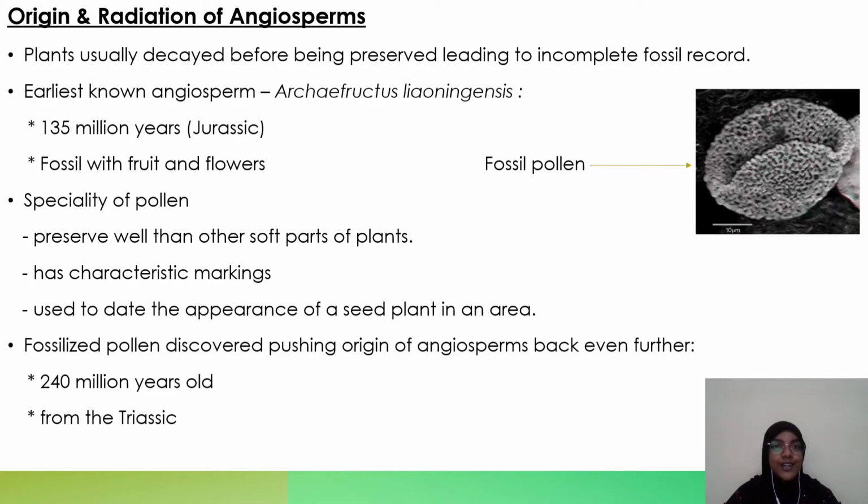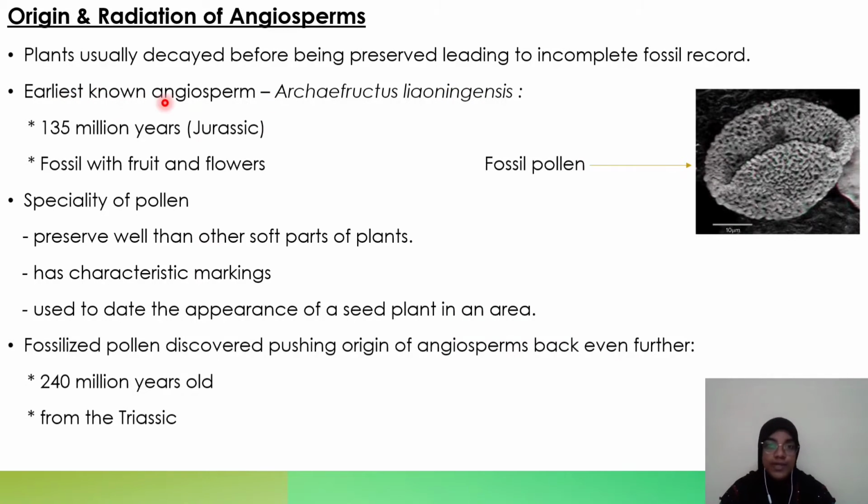Origin and radiation of angiosperms. Plants usually decay before being preserved, leading to an incomplete fossil record. Some plants may decay or be eaten before we can preserve them. So it's quite difficult to preserve a plant compared to animals, because animals have bones and teeth.